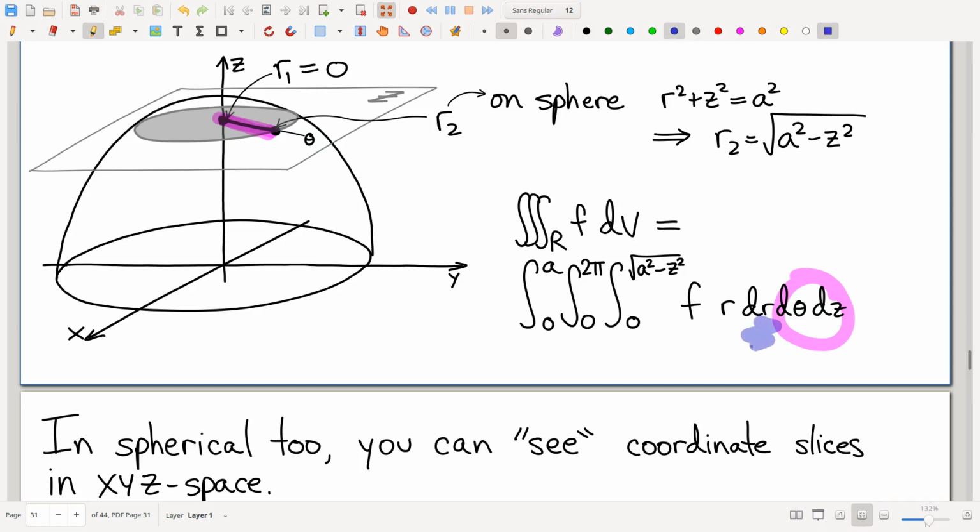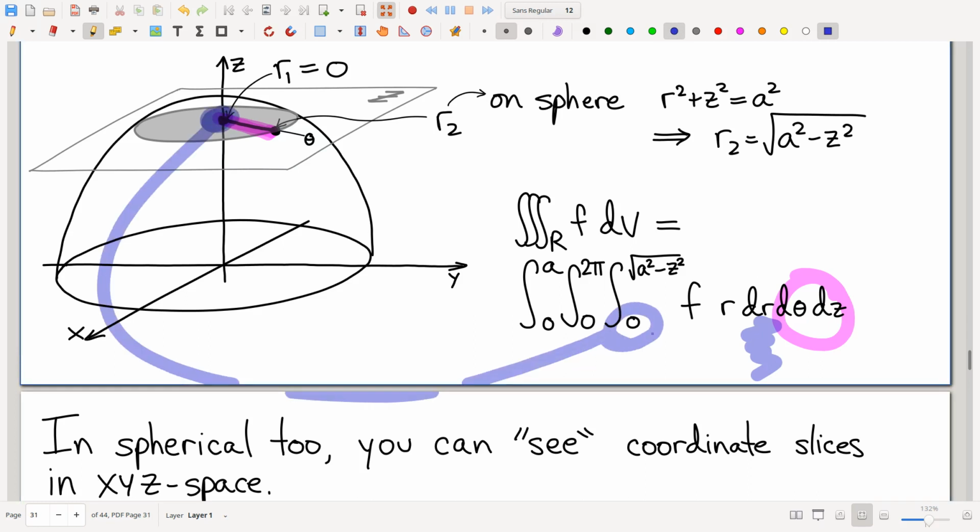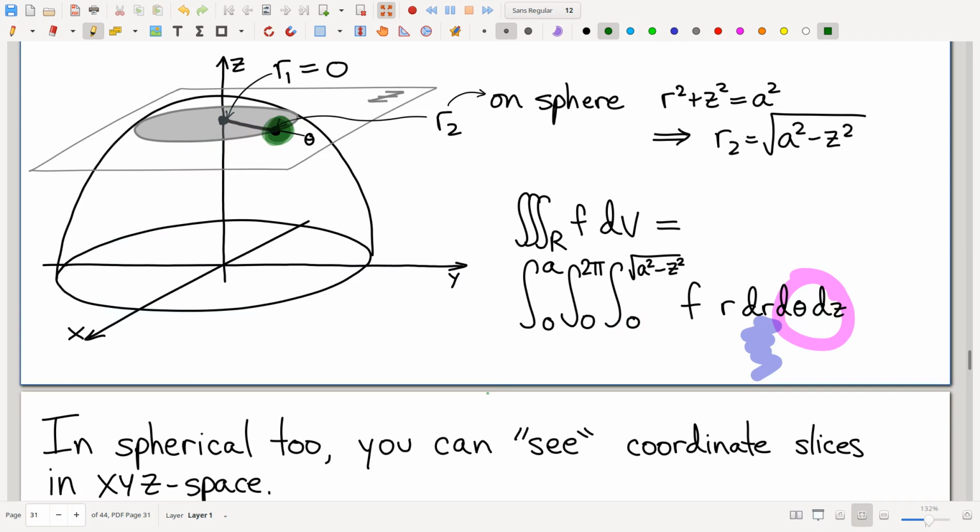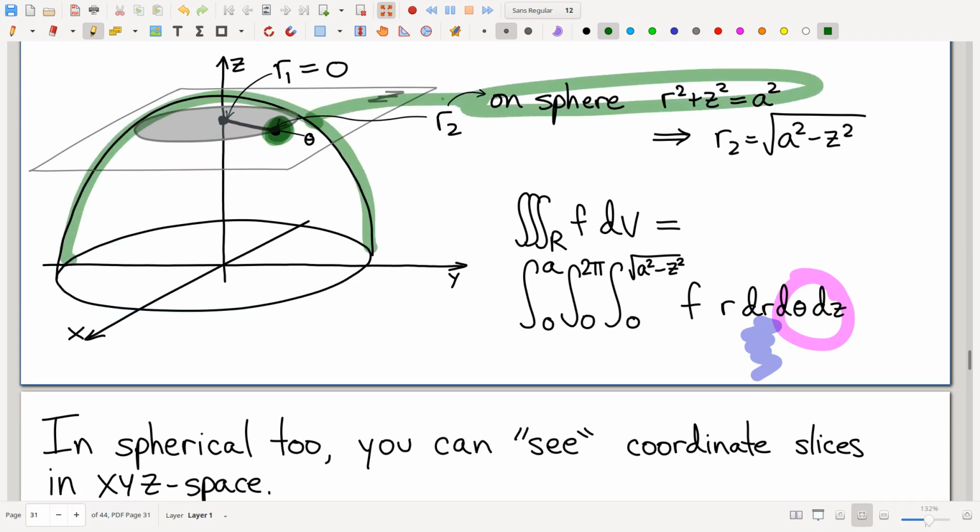Where is r going to start? Well, r starts there, where r is, of course, 0. And r is going to end here at that point. And again, you've got to think it through. That point, what does the picture tell me? That point, let me get rid of the mess. That point is on the sphere again. Same equation.